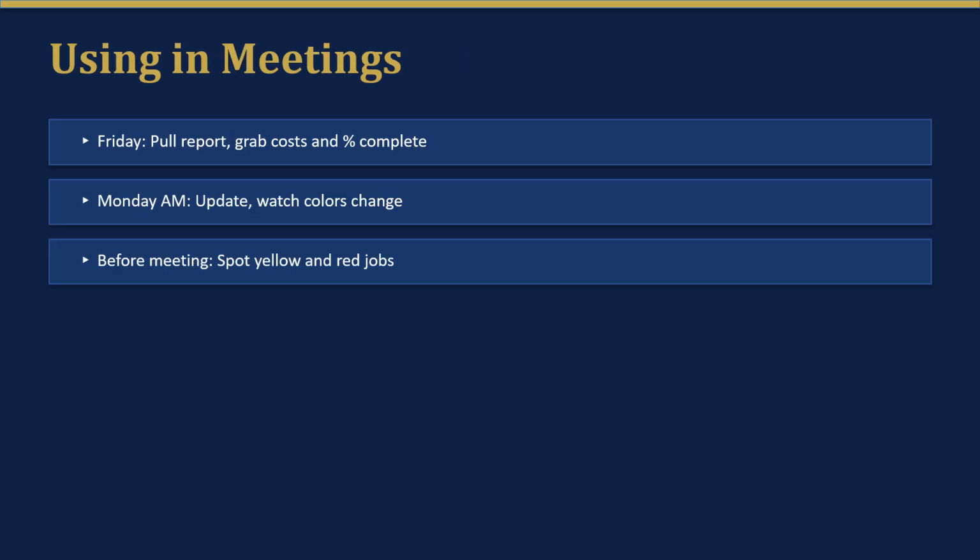Here's how it becomes part of your workflow. Friday afternoon, pull your job cost report. Grab this week's costs to date and verify your percent complete from the field. Over the weekend or Monday morning, update your dashboard, plug in the numbers, and watch the colors change. Before your Monday meeting, take 5 minutes to review it and spot the jobs turning yellow or red. Then bring it to your weekly project manager meeting. 1 page, 5 columns, every decision is there. That conversation at the beginning of the week, when you can still do something about it, is exactly when you want to be having it. That's the power of this dashboard.